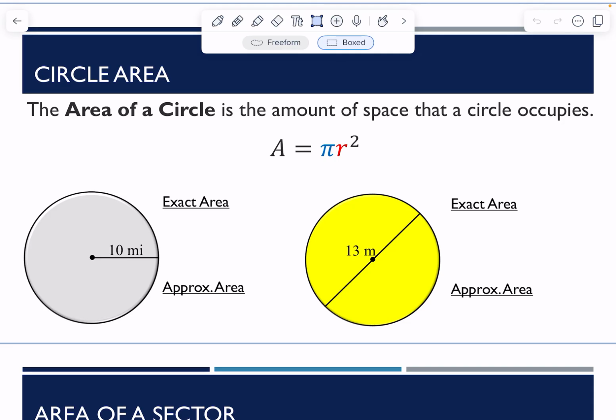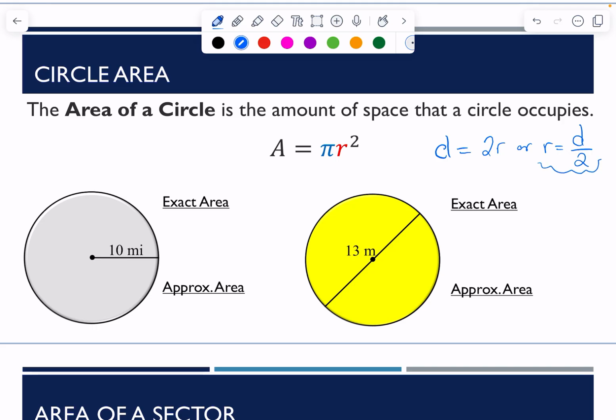So if you look at an area of a circle, we are looking at one basic formula. It is pi times radius squared. So the key there is you have to have the radius. If they give you the diameter, remember that the diameter is equal to 2 times the radius, or the radius is equal to the diameter divided by 2.